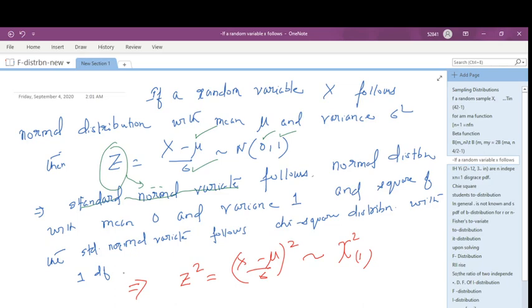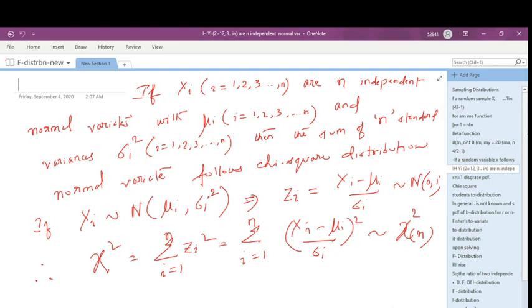And the square of the standard normal variate. Now if you take the square of this z, it follows a chi-square distribution with 1 degree of freedom. So when we take the square of the normal variate, that is z square, that is x minus mu by sigma whole square, this will follow a chi-square distribution with 1 degree of freedom, which is very important to understand here, right?